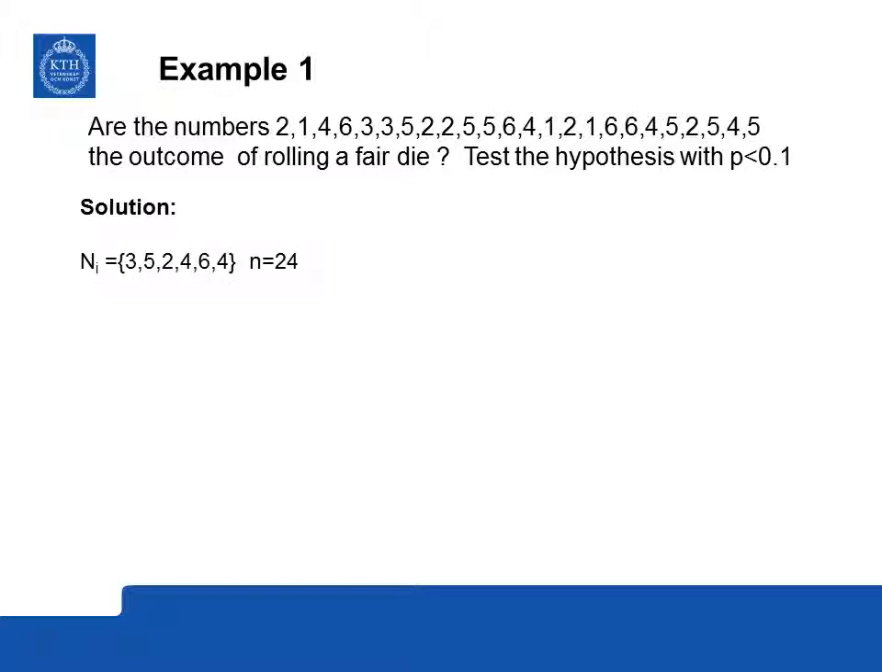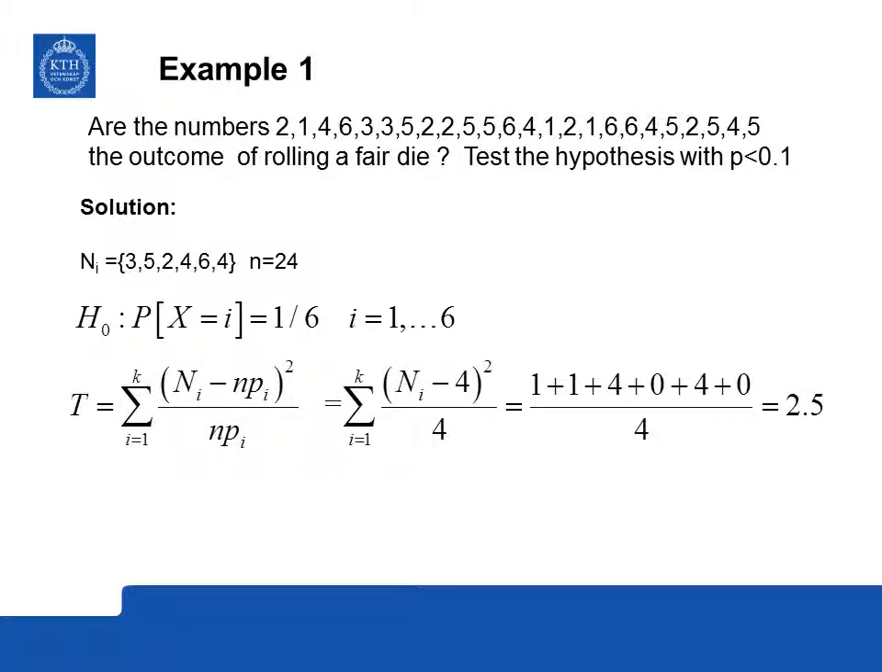So how do we do that? Well, we start by forming our histogram, and Ni is the vector of the occurrences. So in this example, we have 24 occurrences total, and in this case, a 1 occurred 3 times, a 5 occurred 5 times, and so on. And of course, if it's a fair die, the hypothesis H0 is that all these outcomes occur with the same probability 1/6. And we construct our test statistic, and we compute it, and we get the value 2.5.